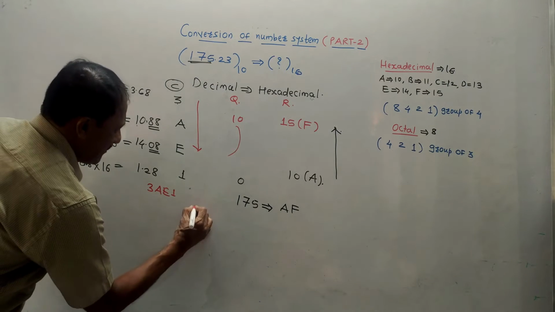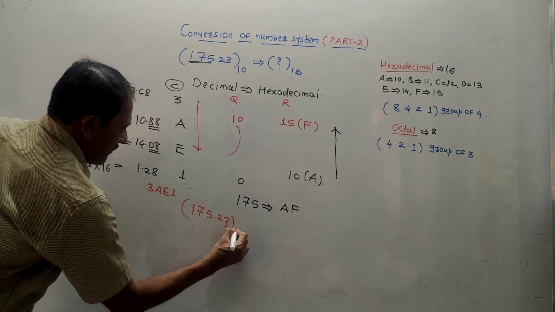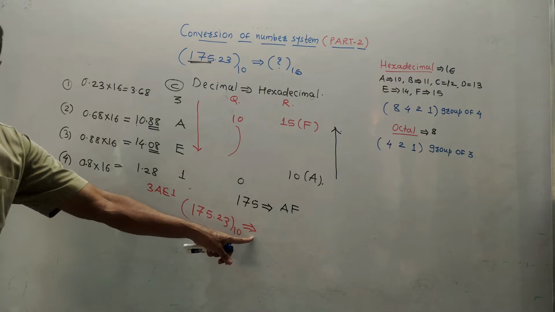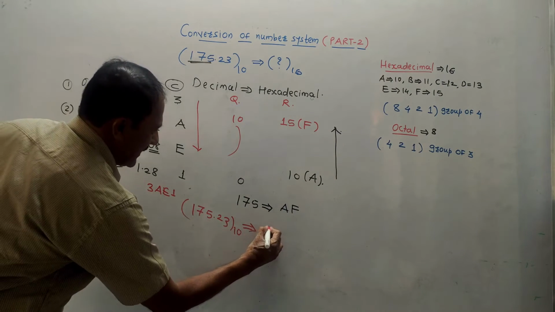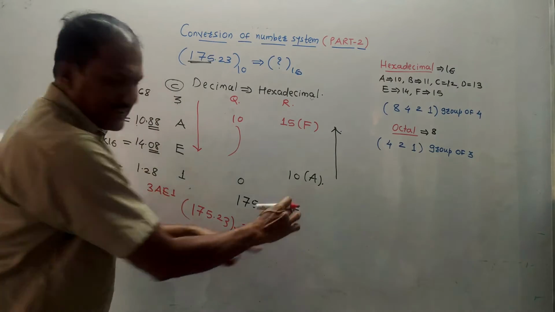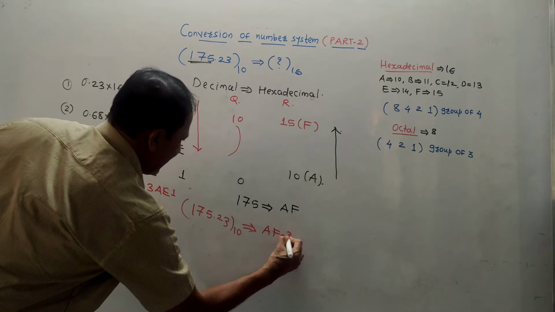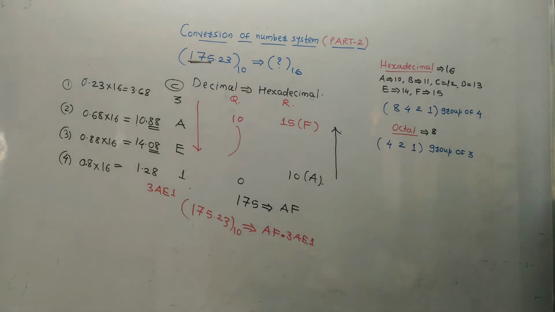How to write the final answer? Final answer is pretty simple. You will be writing it like this: 175.23 base 10, that is the decimal value. Its corresponding equivalent value in hexadecimal form is, first write the initial answer, that is AF, then dot, that is the decimal point, 3AE1. So this is the way how you can convert any decimal number into the hexadecimal form.